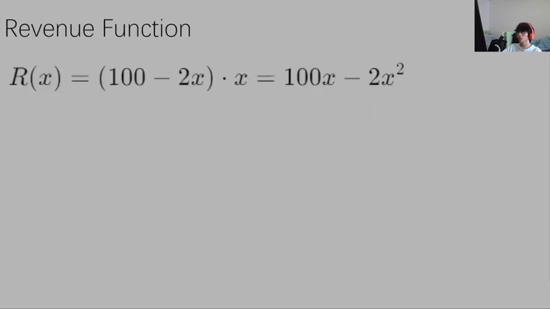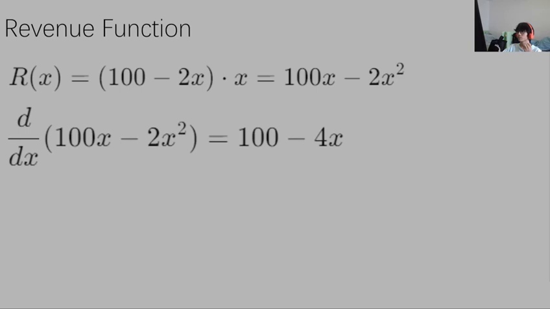The revenue function, R(x), represents the total revenue a firm earns from selling x units of output. It is typically the product of the price per unit and the quantity of units sold. The derivative of the revenue function gives the marginal revenue, which is the additional revenue gained from selling one more unit of output.